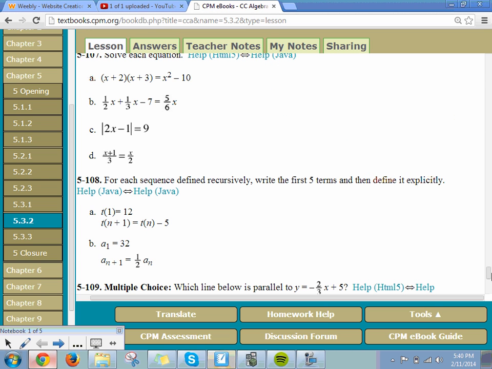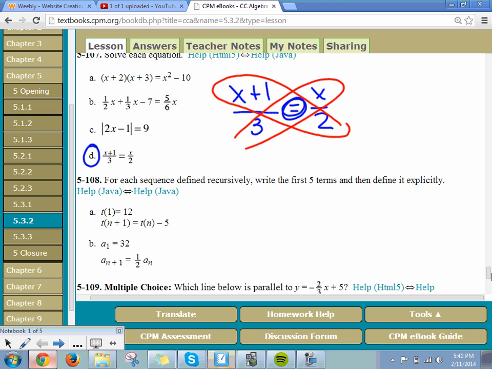The other one I'll do is D. If you have any other questions or want to see these ones, please feel free to come in and ask for extra help. I'll do one more. We'll look at D. In D, we've set up a proportion. X plus 1 over 3 is equal to x over 2.